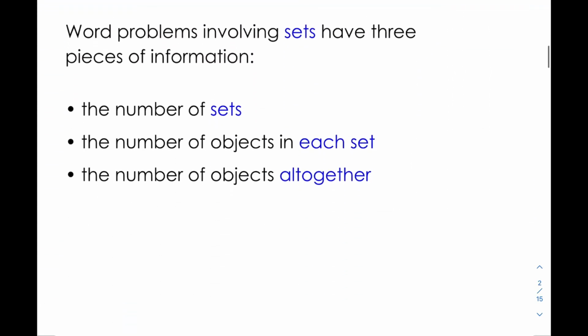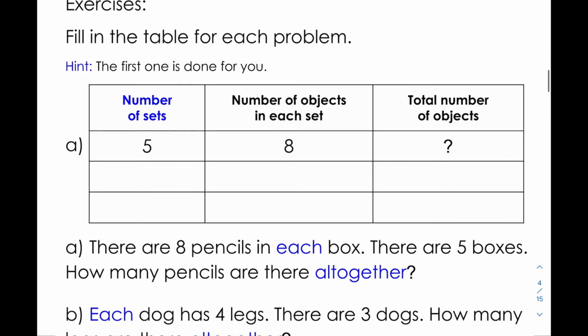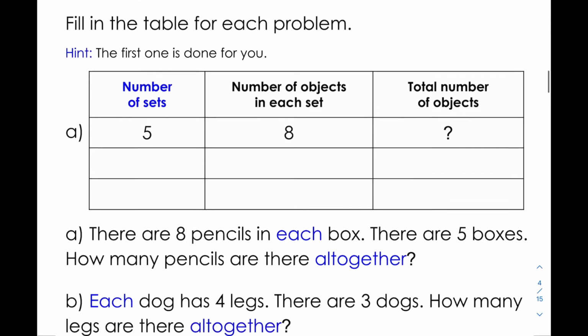Word problems involving sets have 3 pieces of information. First, the number of sets. Next, the number of objects in each set. And lastly, how many objects altogether. So we can use a table to fill in that information.